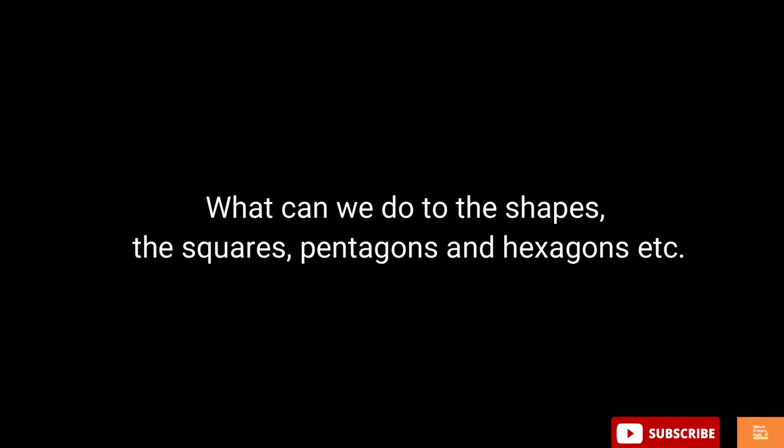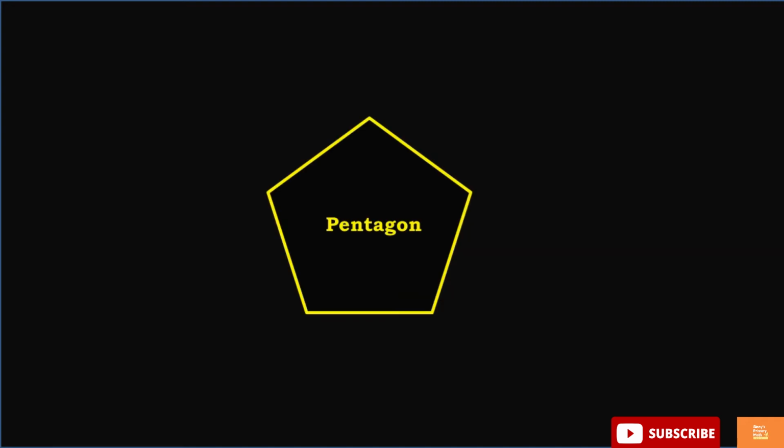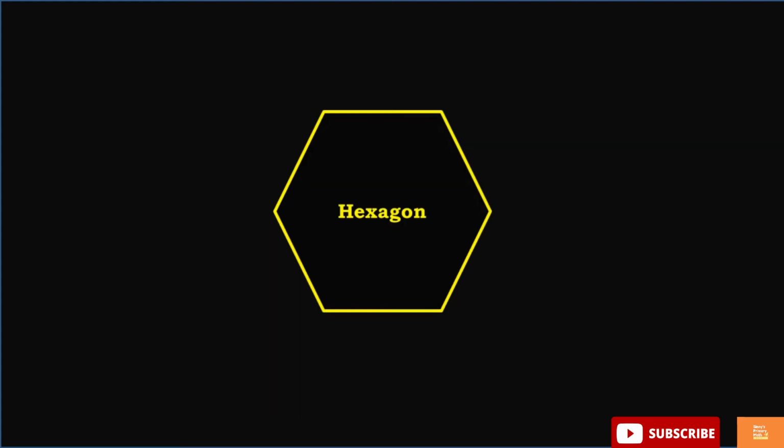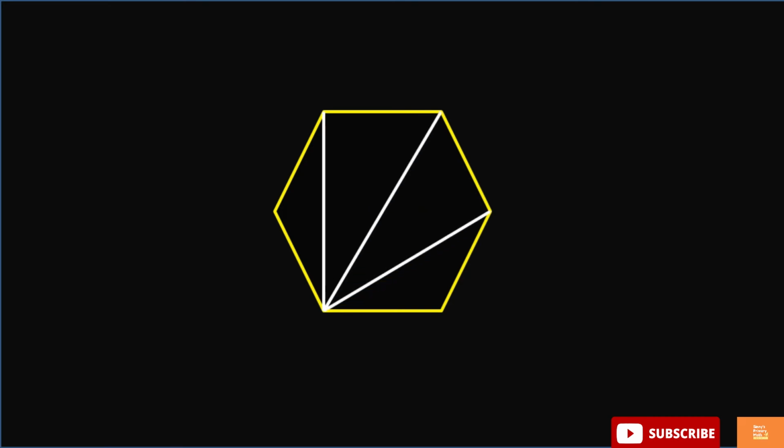So, what can we do to shapes like squares, pentagons and hexagons to make them strong? Any guess? Yes, these polygon shapes can be reduced to triangles. Remember, that's how we got the sum of the interior angles of quadrilaterals and other polygons. Breaking the polygon shapes down into triangles makes them strong. Isn't it interesting?